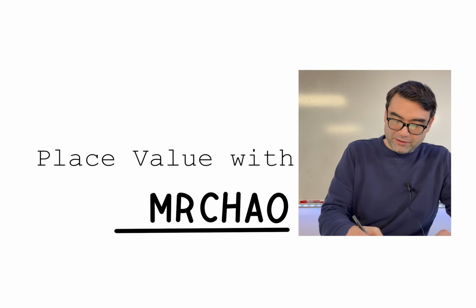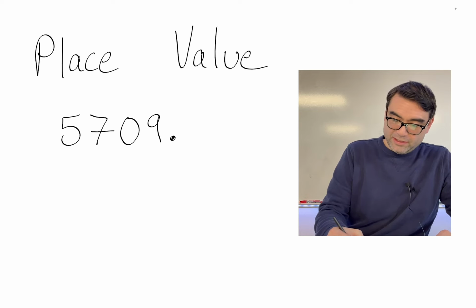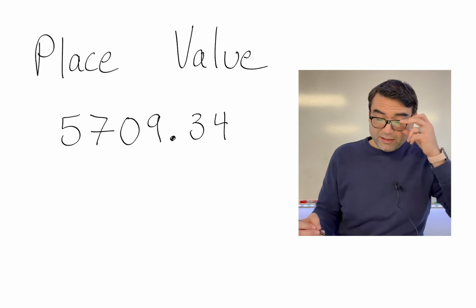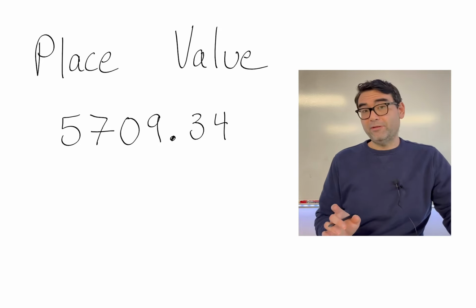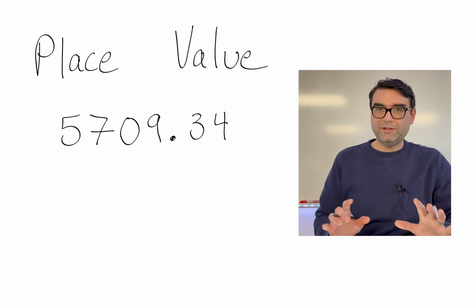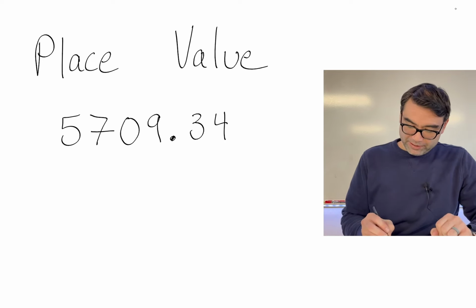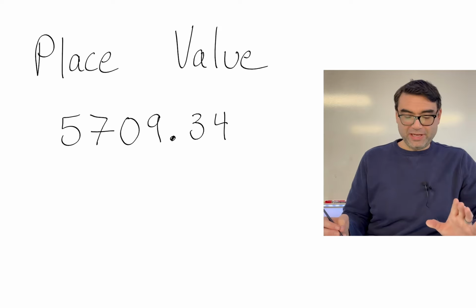So let's say you have the value 5,709.34. So this number has a total of 6 digits. 4 of them are on the left side of the decimal, and 2 of them are on the right side of the decimal. So there's already a problem there for a lot of students who aren't sure what a decimal truly means. But let's break this up into what each digit actually represents.